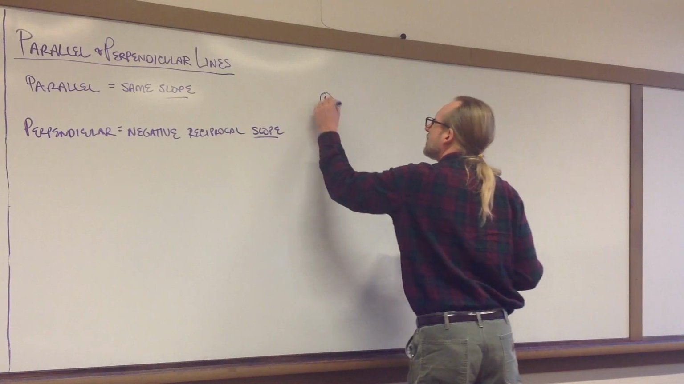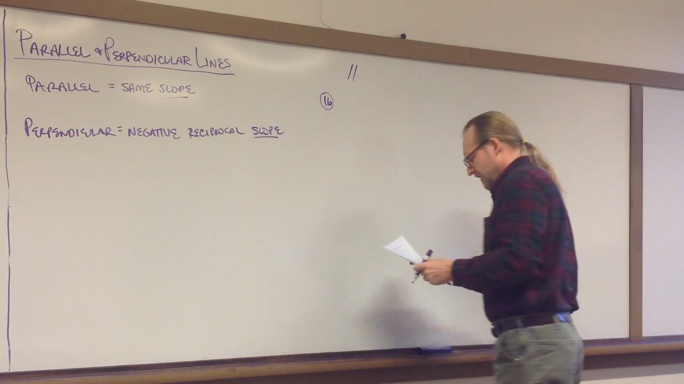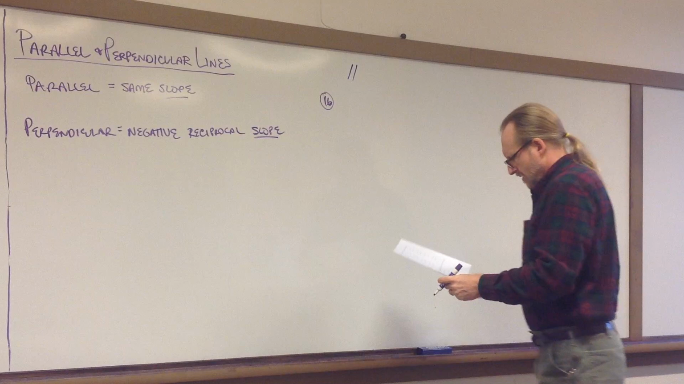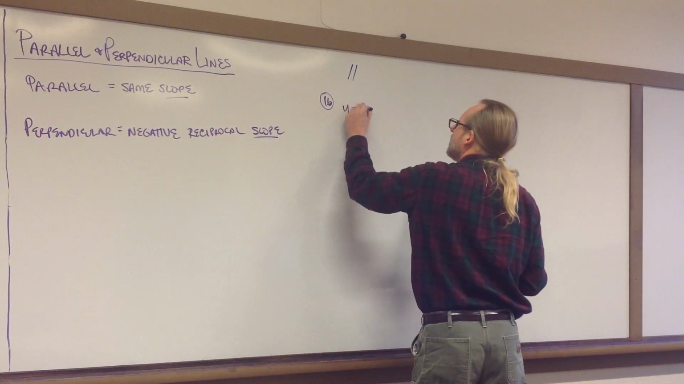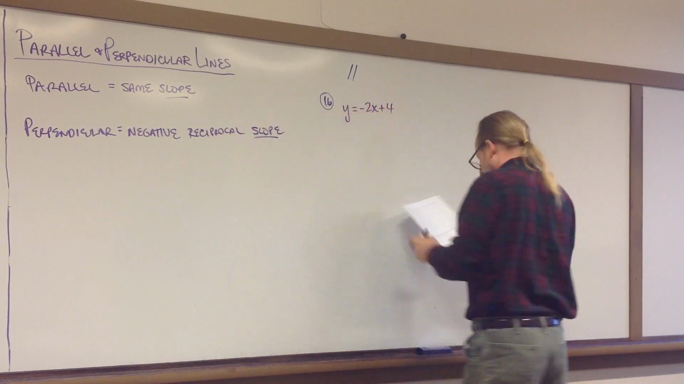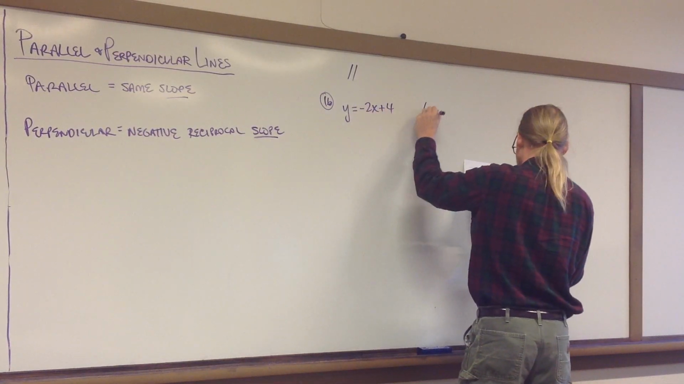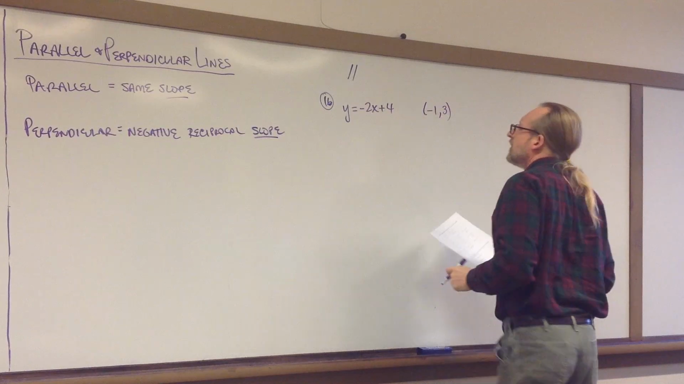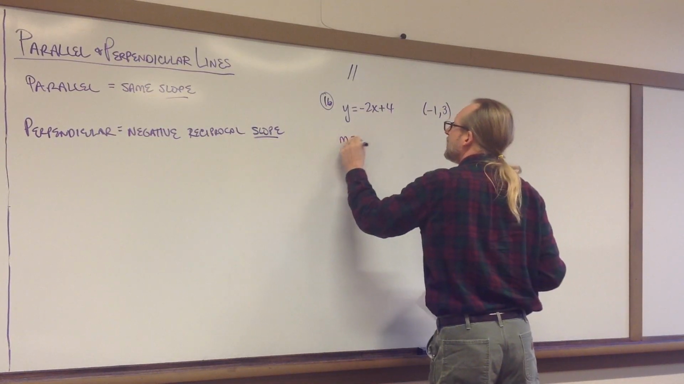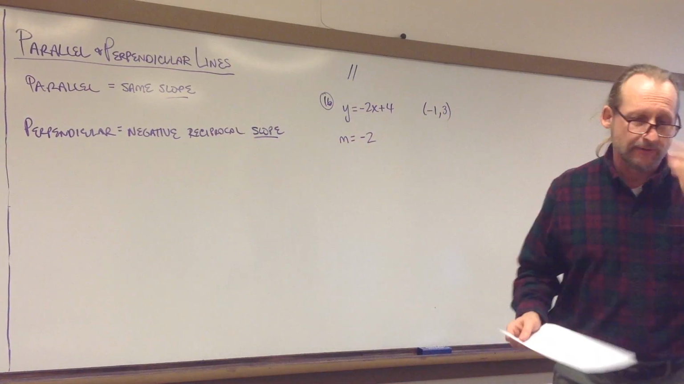All right, 16, same thing. We want these parallel. Parallel to y equals negative 2x plus 4, and passing through the point negative 1, 3. Okay, so the slope in this situation is negative 2.